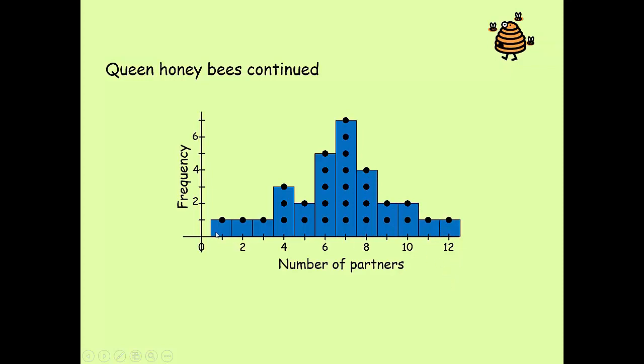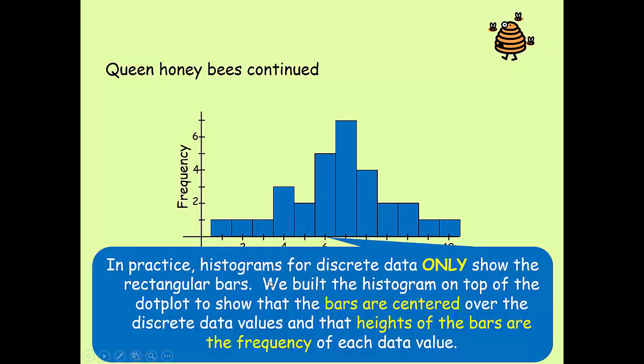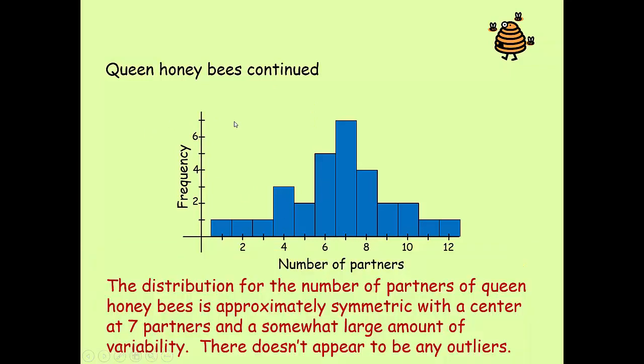And this is the big difference with the bar charts, is that these actually connect, where a lot of times with bar charts you could have space in between them. So in practice, histograms for discrete data only show these rectangular bars. So we built the histogram on top of the dot plot to show that they're centered over discrete values, and the heights are the frequency. The distribution for the number of partners of queen bees is approximately symmetrical and centered around 7, and there doesn't seem to be a lot of outliers.